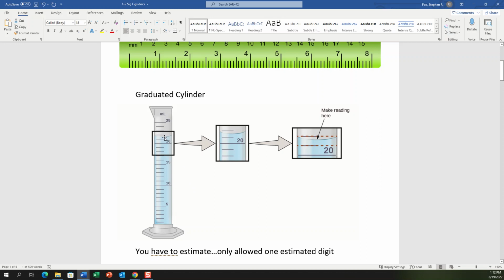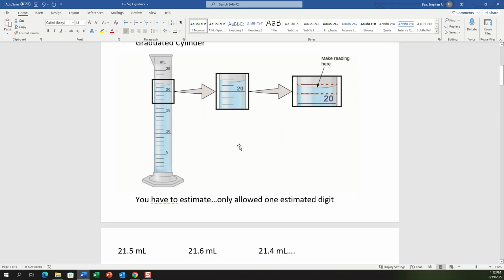So look at this, look at where the meniscus is, right? The bottom of the meniscus. It's right in between 21 and 22, right? So what should I report? Should I say 21? Should I say 22? Should I say somewhere in between? You know, what am I supposed to do? All right. Well, let's say I thought it was right there in between, right?